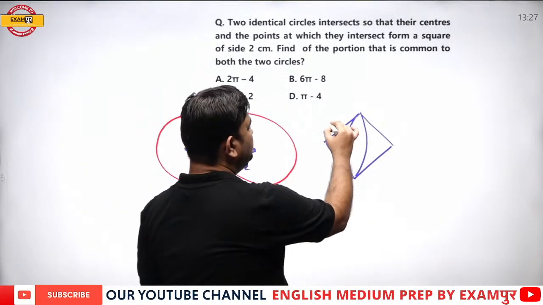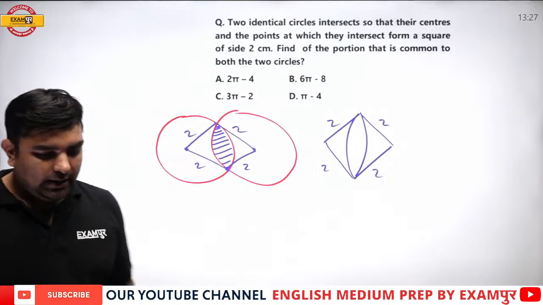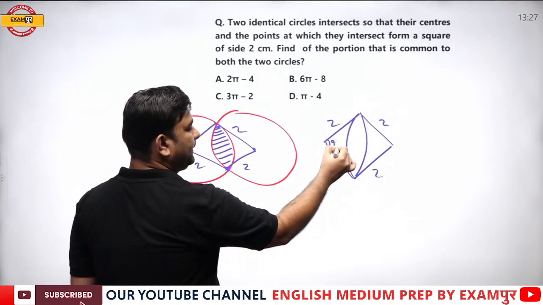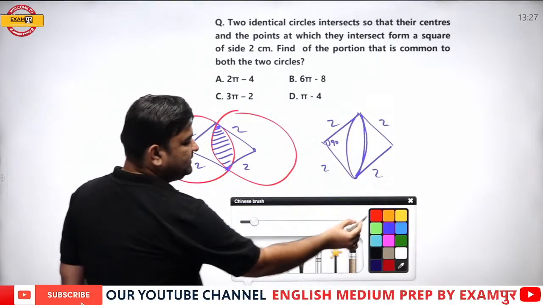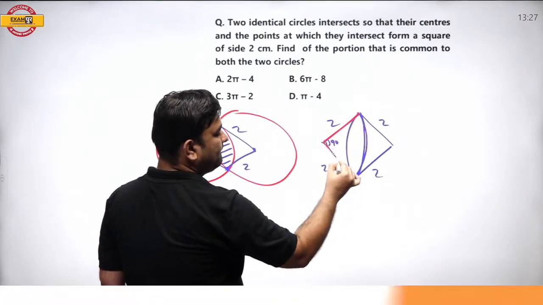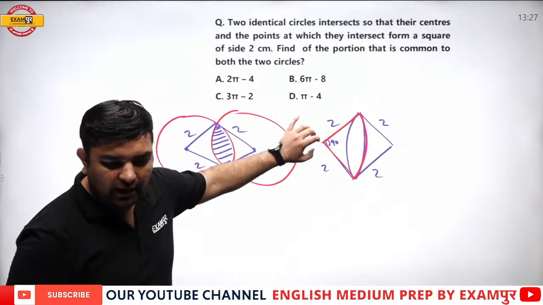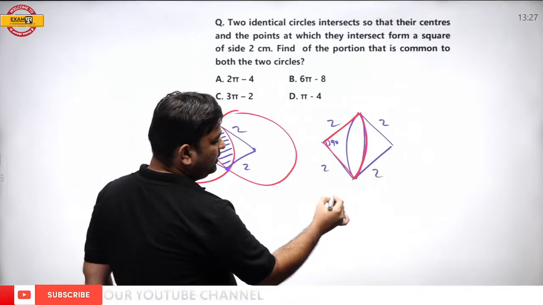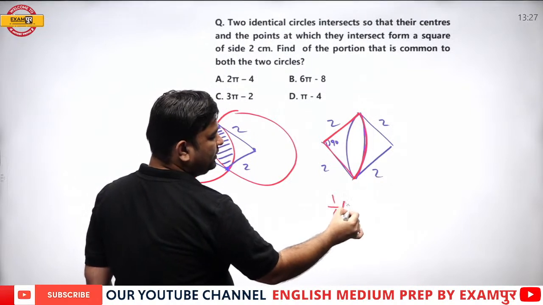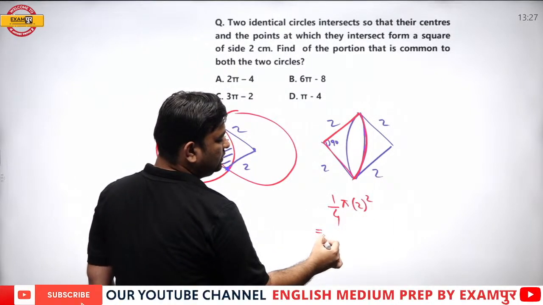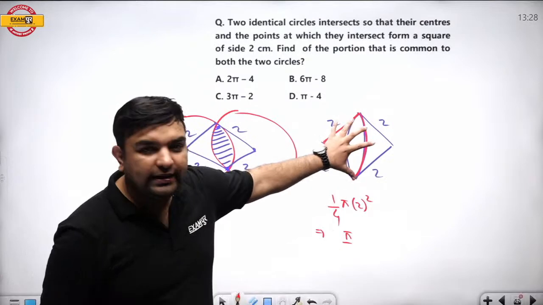The situation is like this. What is each interior angle of a square? Each interior angle of a square is 90. Can I say this is an arc of 90? So what is the area of this arc? 90 by 360, 1 by 4, pi r square. The area of this arc is pi.